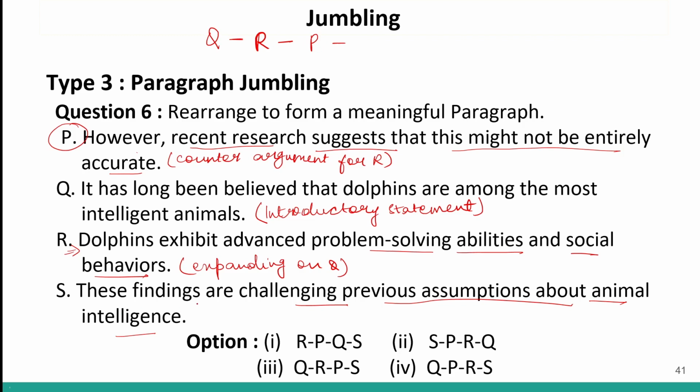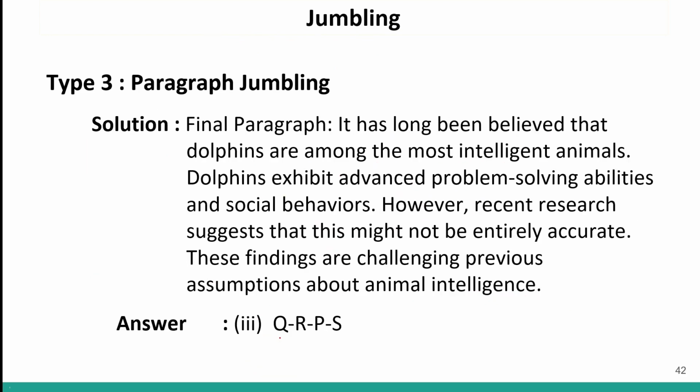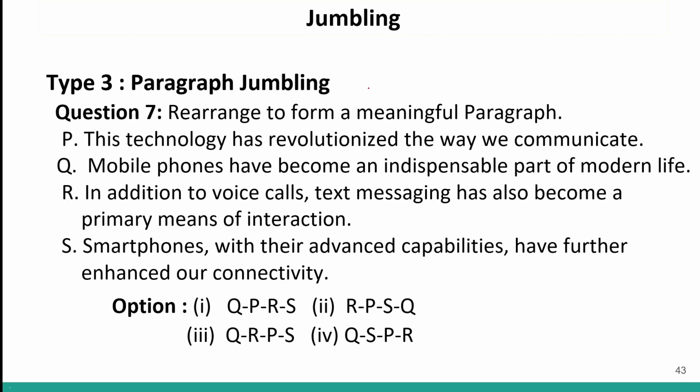And through S, we are expanding on statement P. We are saying that in P, there is certain research that says statement R might not be true, and in S, we are saying that these findings are challenging previous assumptions about animal intelligence. So S will be the next statement. So my correct order will be QRPS, which is option number 3. So option number 3 will be the correct answer. So now let us look at question number 7. Again, 4 statements are given to us and we have to rearrange them to form a meaningful paragraph.